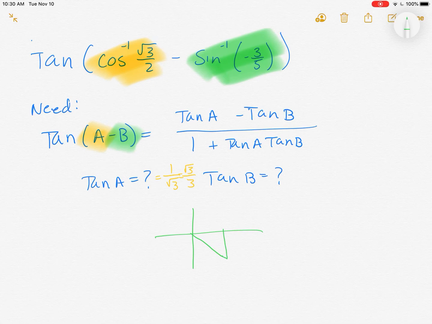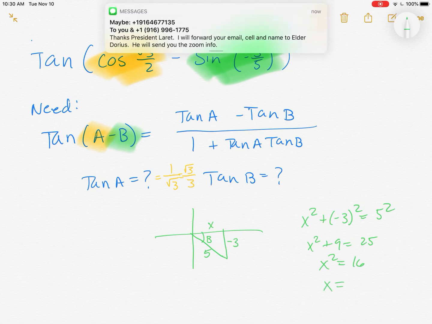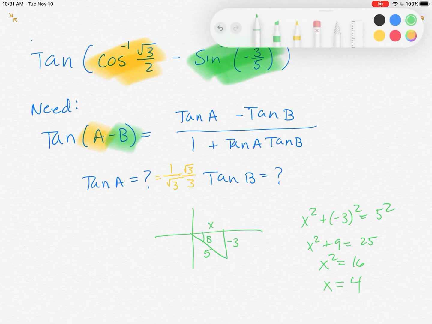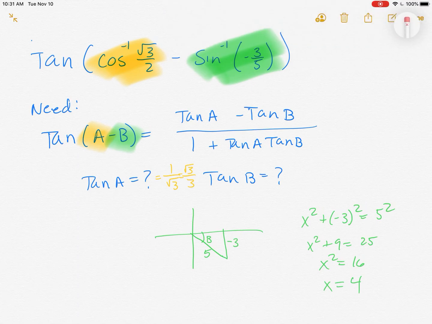And so sine is opposite over hypotenuse, because this is b right here. If I want to find that x, no problem. x squared plus negative 3 squared is equal to 5 squared. So x squared plus 9 is equal to 25. x squared is equal to 16. And then x is going to be the square root of 16, and the positive one, because I'm moving off in the positive x direction. So this x right here we just found out was 4.